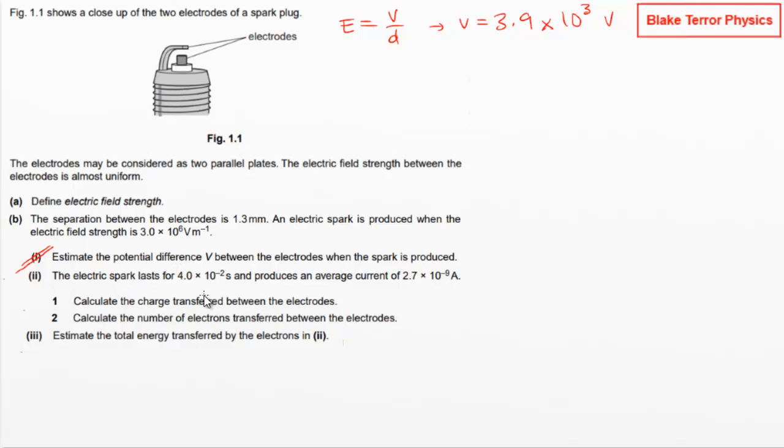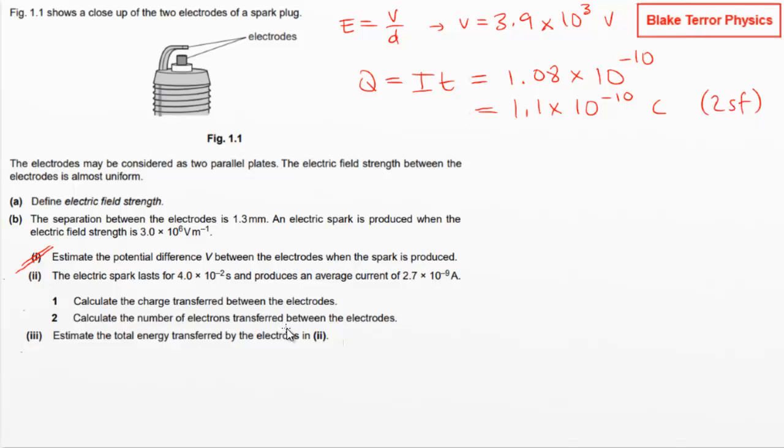The electric spark lasts for that amount of time with that amount of average current. Calculate the charge transferred between the electrodes. Right, they're taking us back to GCSE days then. Q equals It. So we're just multiplying these two numbers together. Well, 4 times 2.7 will be 10.8. So 1.08. We've got an extra 10 onto that 10 to the minus 11, makes it 10 to the minus 10. So 1.1 times 10 to the minus 10 coulombs to two significant figures.